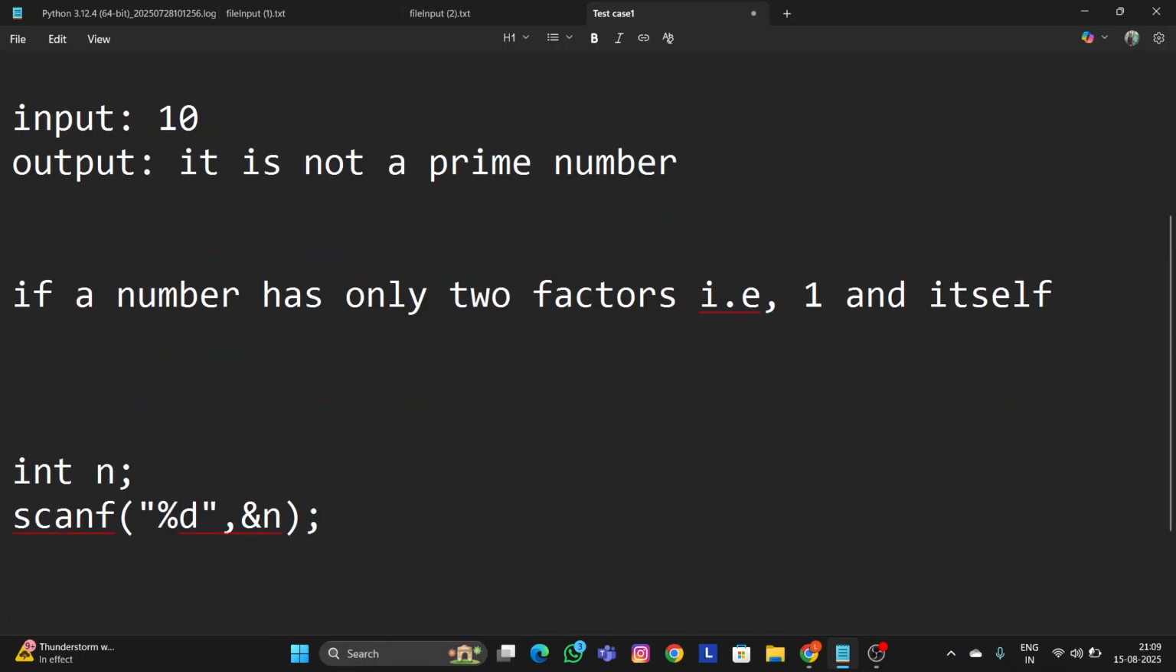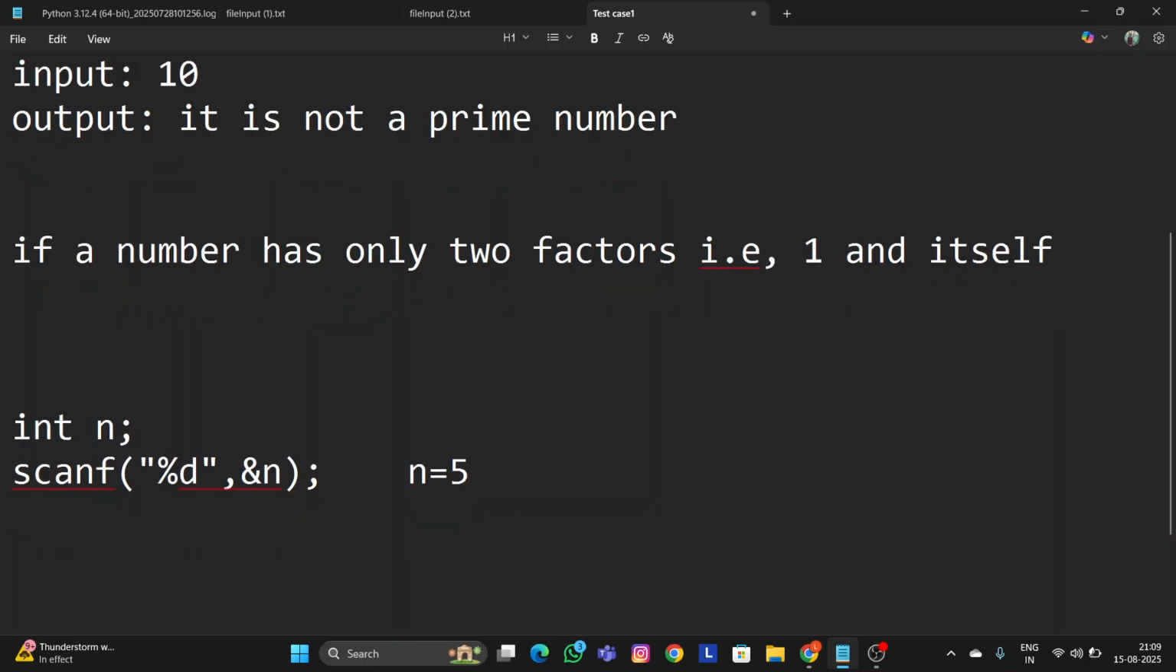Suppose I am assuming that my n equal to 5. I want to check how many factors there are for 5. So what I do is a for loop from 1 to n, from 1 to 5. I want to check how many numbers are the factors of 5. From i equals 1, i less than or equal to n, i plus plus.